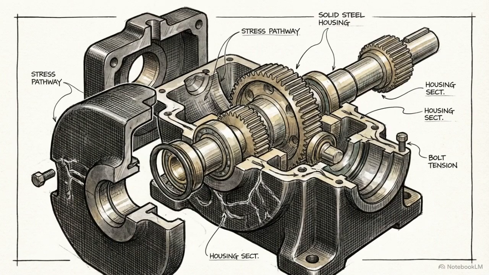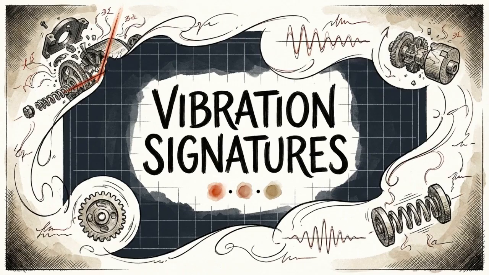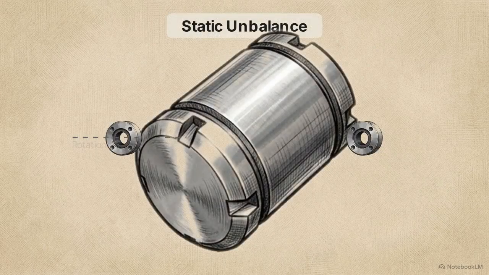Because engineers cannot look through solid steel during operation, they must deduce this internal misalignment entirely from the vibrations traveling through the external bearings. Decoding these signals requires recognizing three distinct evolutionary stages of spatial misalignment. The first stage is static unbalance.